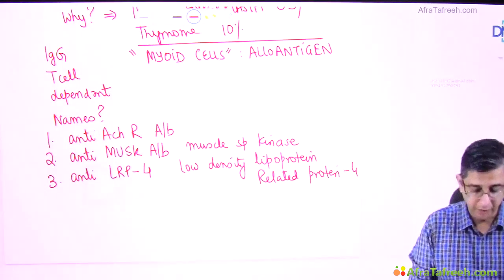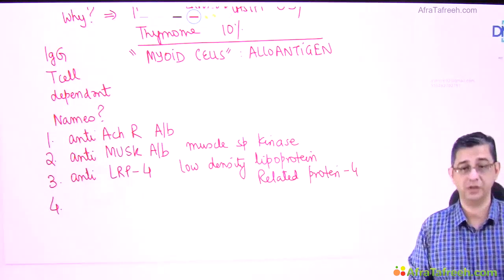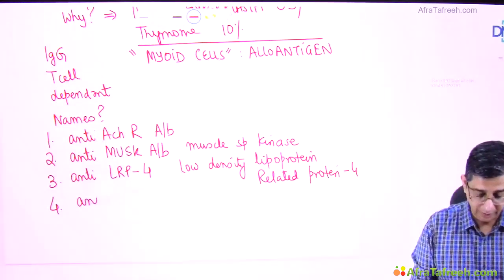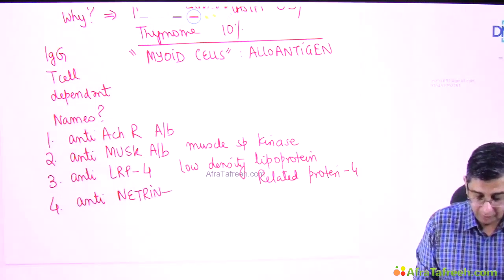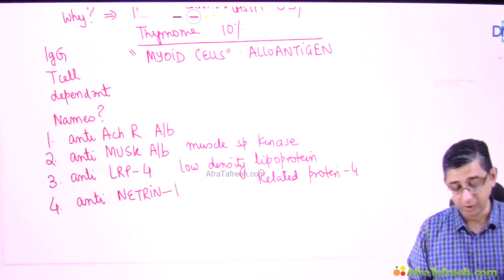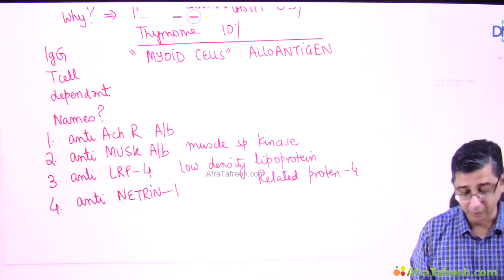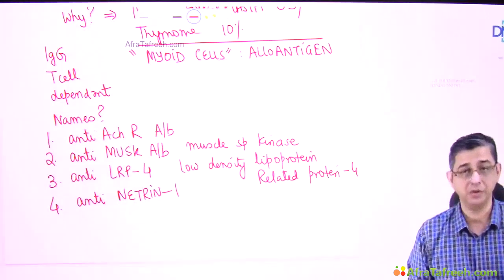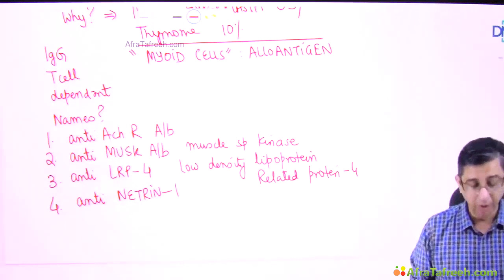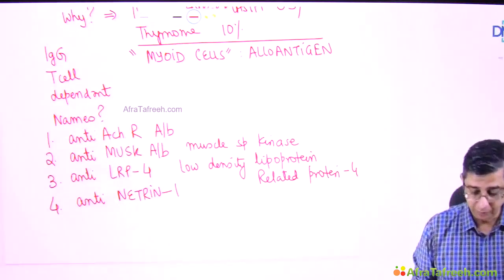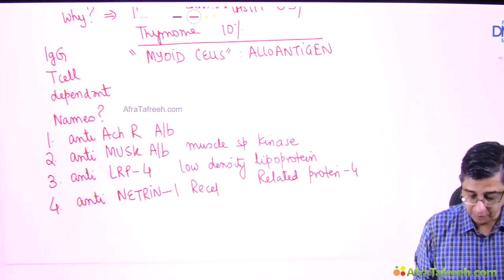Once you get the name right, the fourth one is even more surprising as a name. This would be called anti-netrin 1 receptor antibody. So you would be wondering how many names I'm going to tell you. I'm going to tell you a total of 6 antibodies which are found in this condition, and that's one of the main reasons why we have updated this lecture, because in the new edition of Harrison these names are given which you should be aware of, like the name anti-netrin 1 receptor.